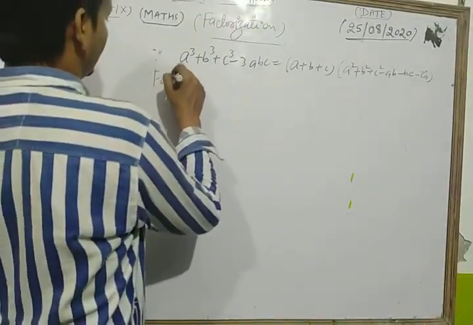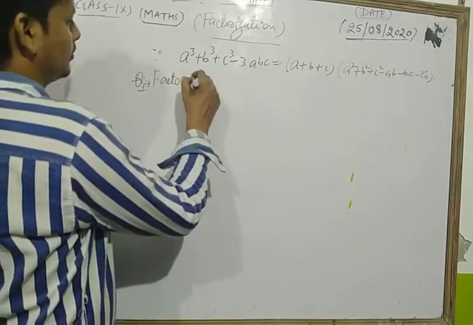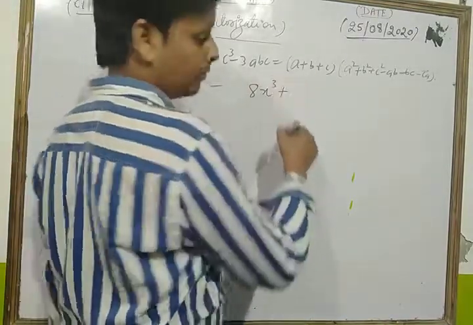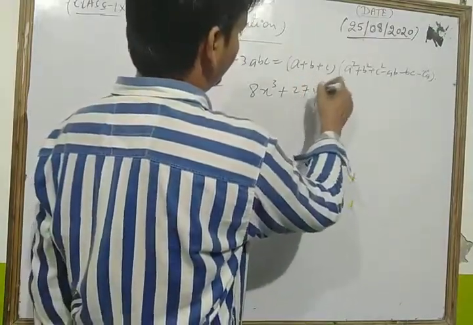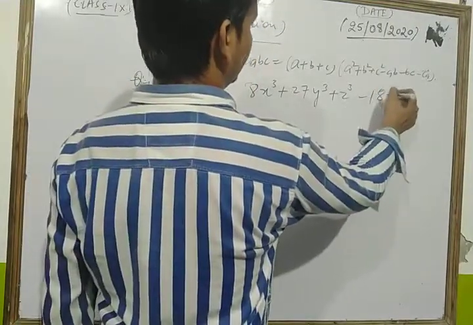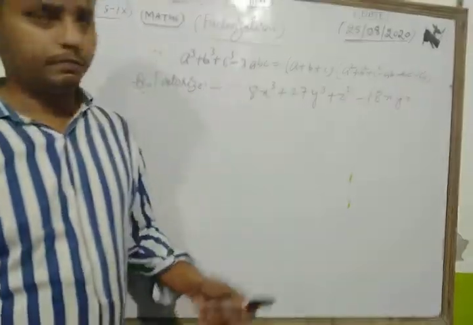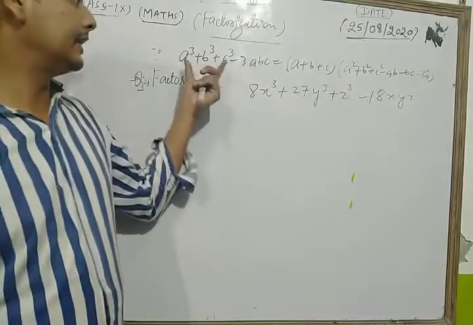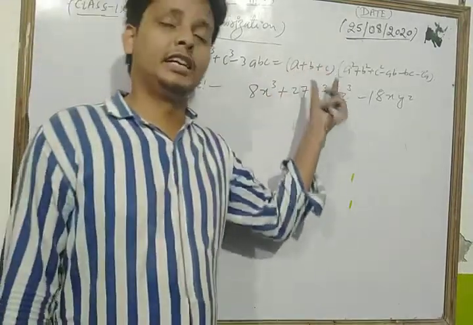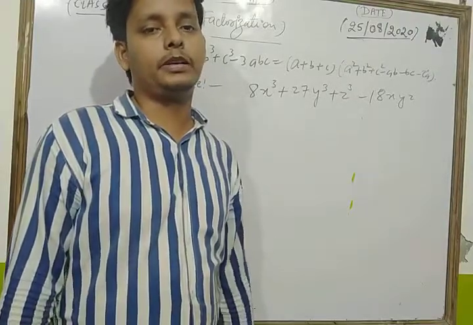The question is factorize 8x cube plus 27y cube plus z cube minus 18xyz. Okay. Dear student, we can solve that question based on the identity a cube plus b cube plus c cube minus 3abc as a plus b plus c in one bracket and in another bracket a square plus b square plus c square minus ab minus bc minus ca.